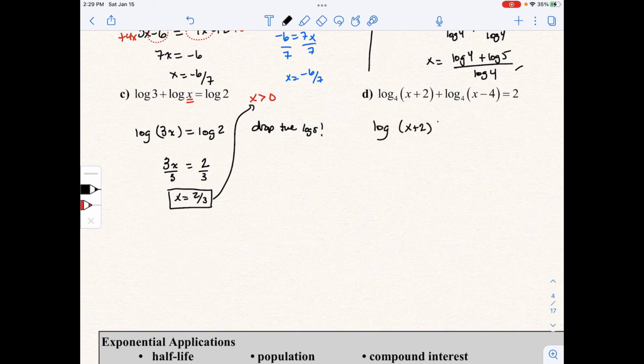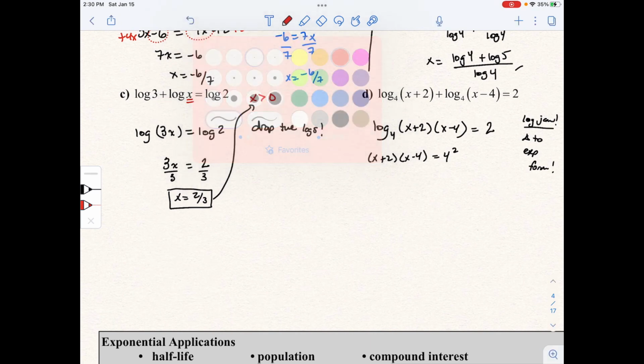Question D, again, I'm going to simplify that left-hand side. So we've got log of x plus 2 times x minus 4, all to the base of 4, and that's equal to 2. Now, this one, we're going to use a slightly different approach. I don't have logs on both sides. This is a log jam. And how do we get out of a log jam? We change to exponential form.